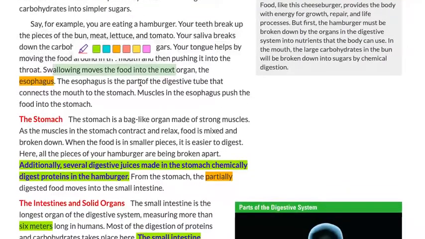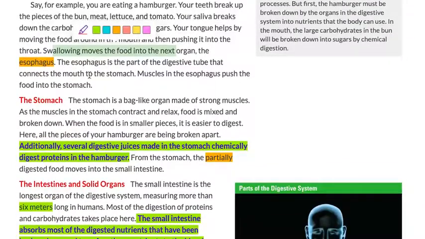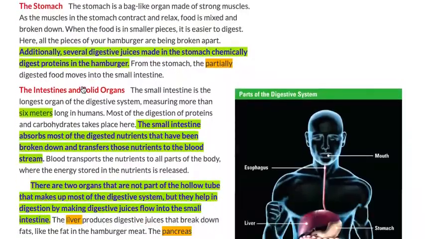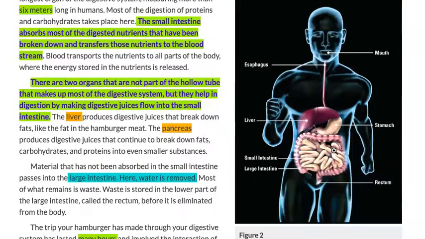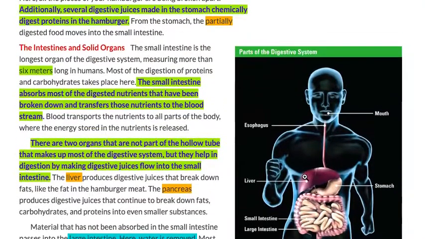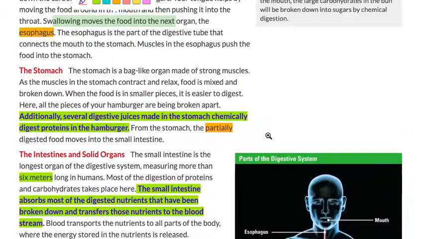The esophagus is the part of the digestive system that'll connect your mouth to the stomach, right? Here's the esophagus. Your mouth is connected to the stomach by the esophagus. This right here is the liver. So your food goes from your mouth, esophagus, stomach, then small intestine, then large intestine, and the food will then exit the rectum once we have only waste.